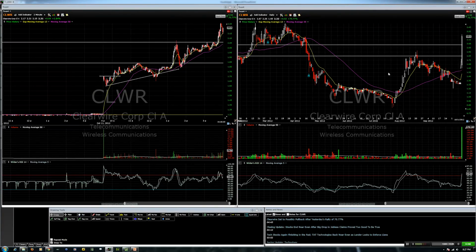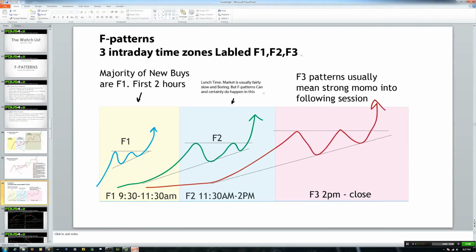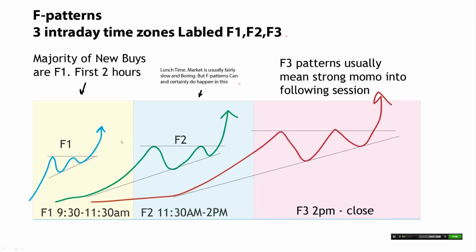But that was just a great example of looking at the different time frames of these F pattern breakouts and what they mean. F1, that's definitely what we just looked at on ACI and ANR. They both started out with F patterns before making the bulk of their moves. F2, they do happen, but they're kind of boring, not that much trading action. And then F3, obviously, that's the later stage that we looked at with JRCC as well as CLWR, and both of those have pretty strong momentum going into tomorrow's session.